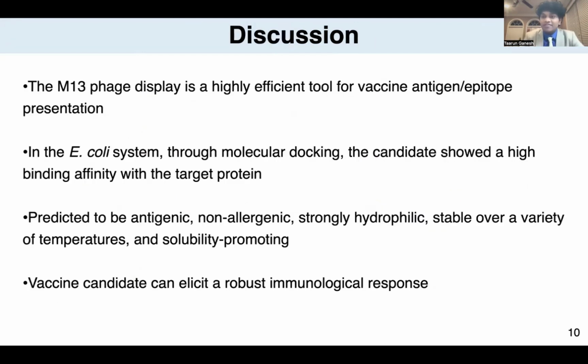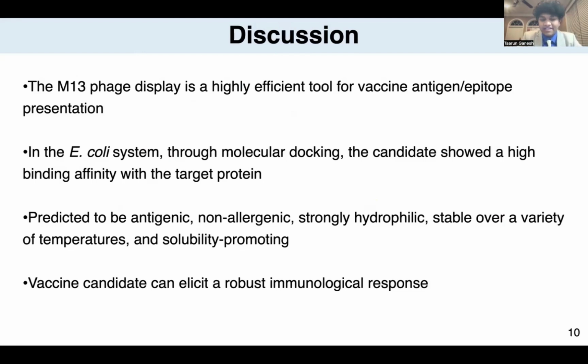With this project, we're able to simulate and visualize this vaccine candidate through two different vaccine display platforms, including the M13 bacteriophage and the E. coli system. With the M13 bacteriophage, using the P3 protein, we're able to see that it's a very strong tool in terms of displaying our vaccine candidate for epitope presentation. Whereas in the E. coli system, due to molecular docking, as I just explained, the candidate showed a very strong binding affinity with its target receptors.